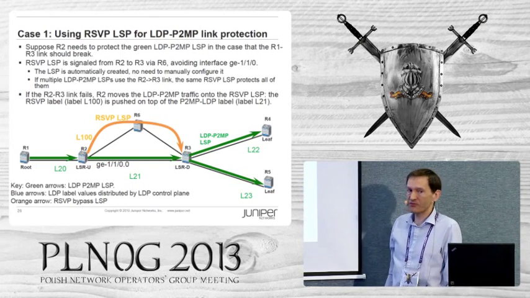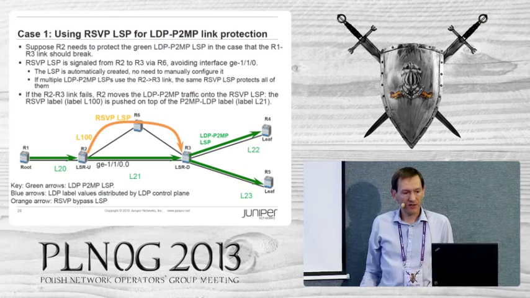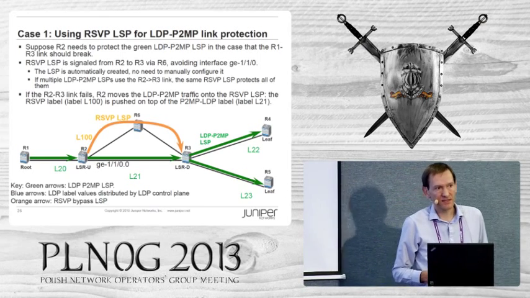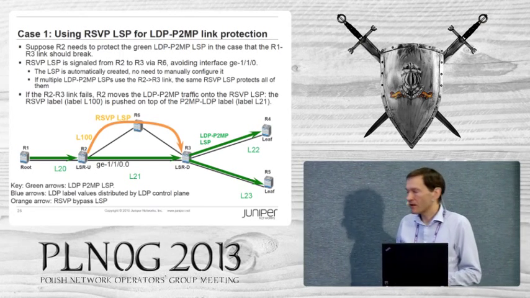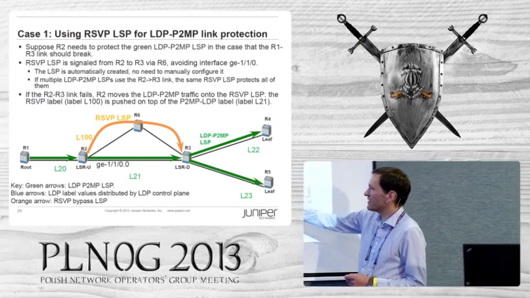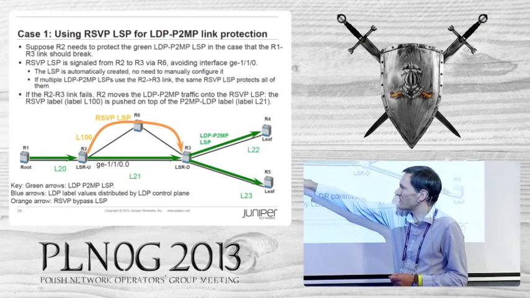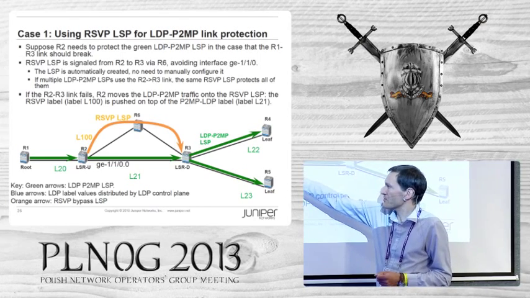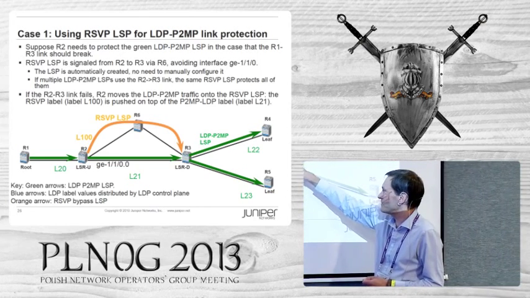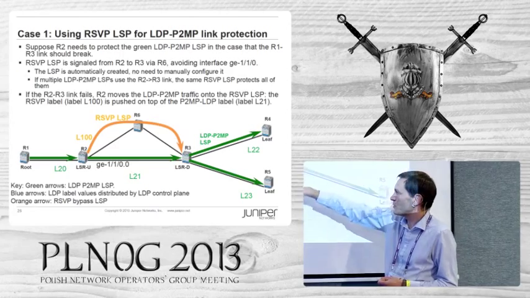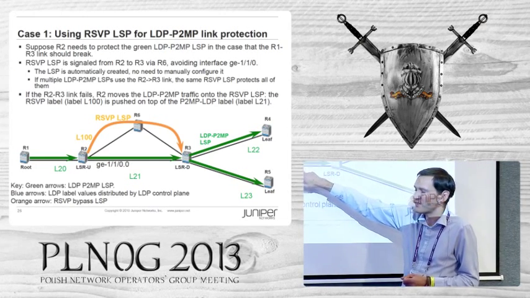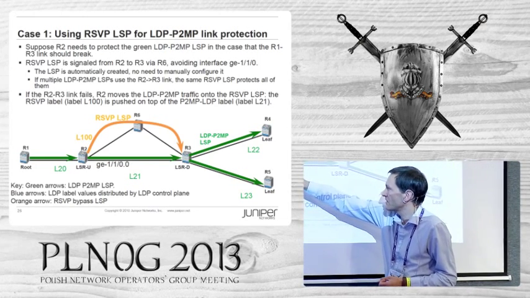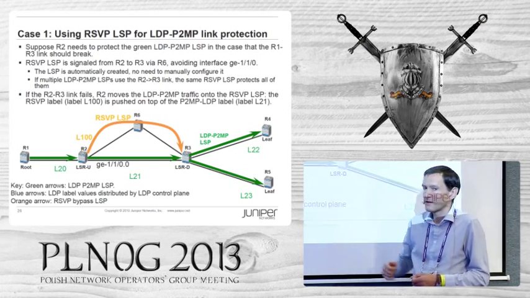And so let's look at this first case where we're using an RSVP LSP to provide the link protection. And so in this case, what this router does is it sets up an RSVP LSP which follows the best path to this node R3 that avoids this link here that we're protecting. So always I'll be focusing on the protection of this particular link.